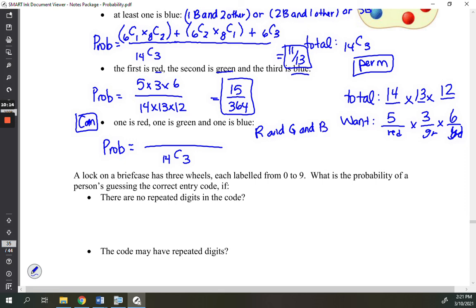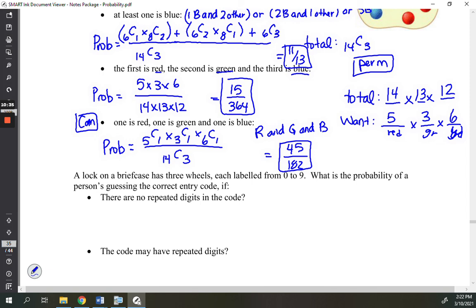So out of the 5 reds, I need 1 of them. And out of the 3 greens, I need 1 of them. And out of the 6 blues, I need 1 of them. That's going to make up my top, which when you simplify it, should give you this answer here.